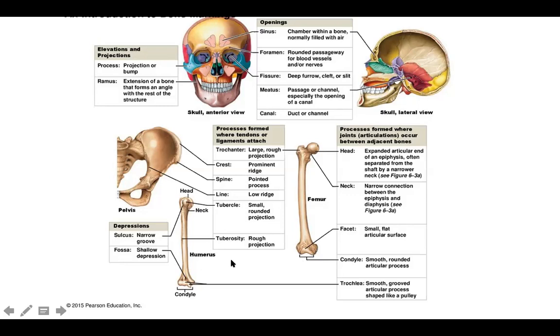So those are just general terms. If you get familiar with what those kind of mean when we talk about the greater and lesser tubercles, you'll know what a tubercle is. So that may help you out when we're talking about the specific points on bones.